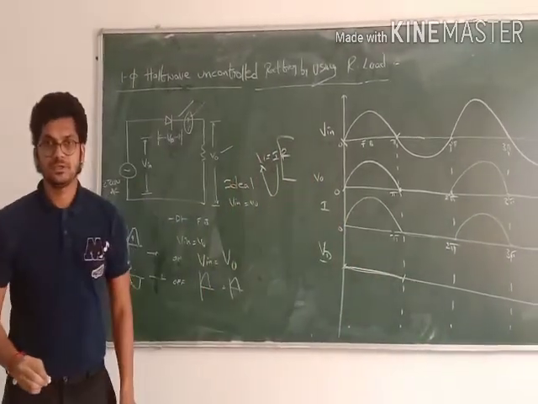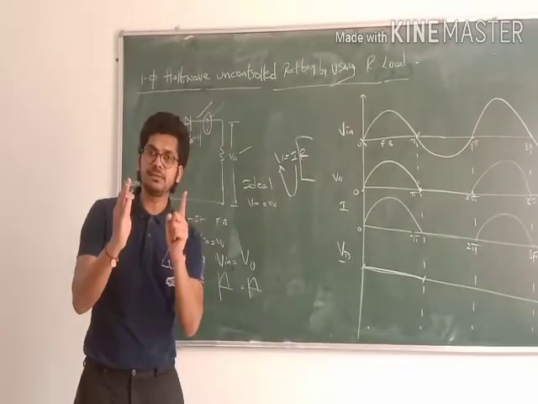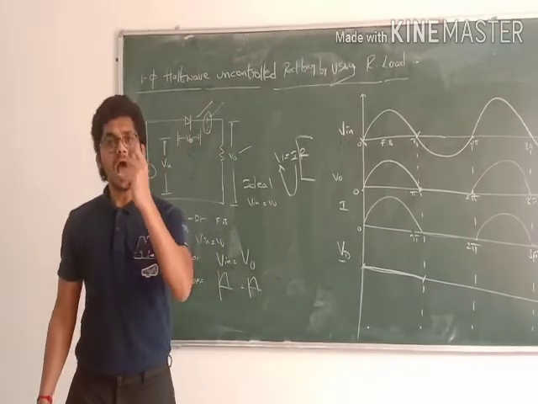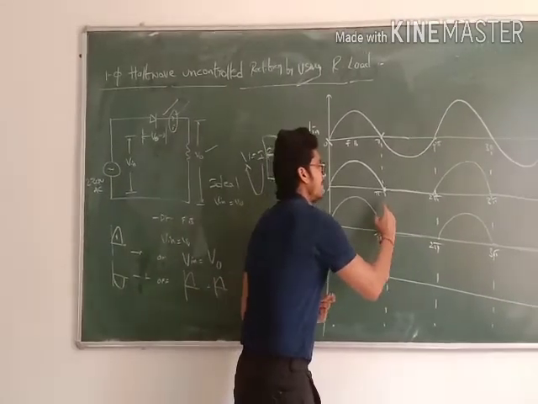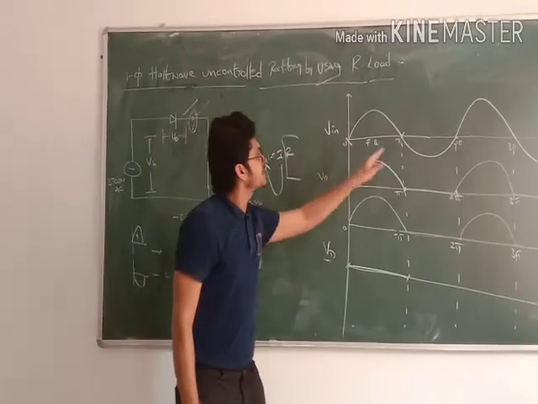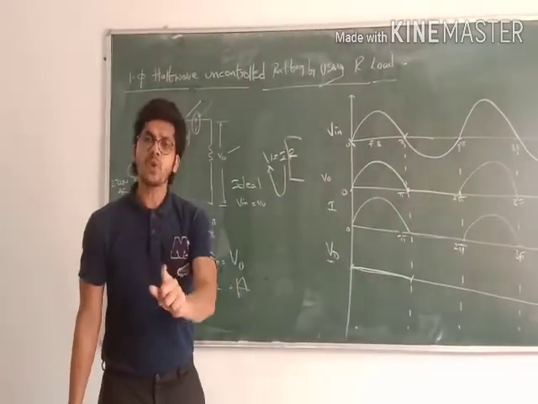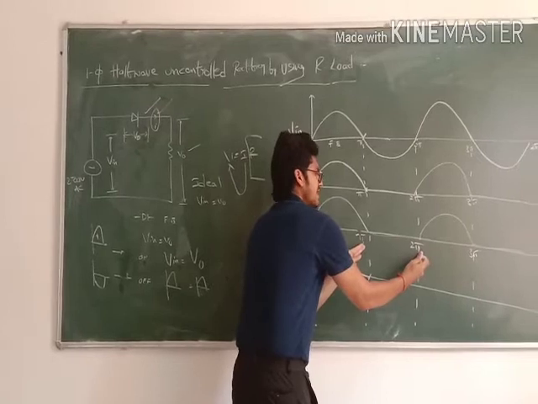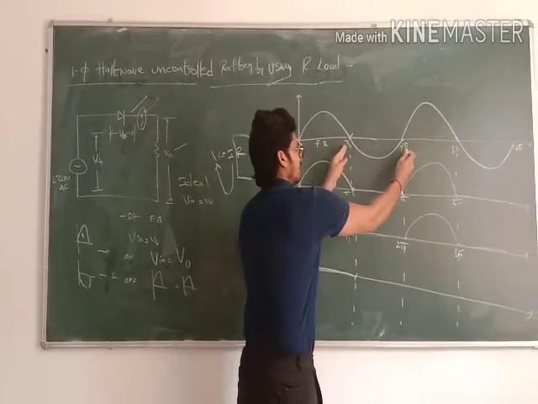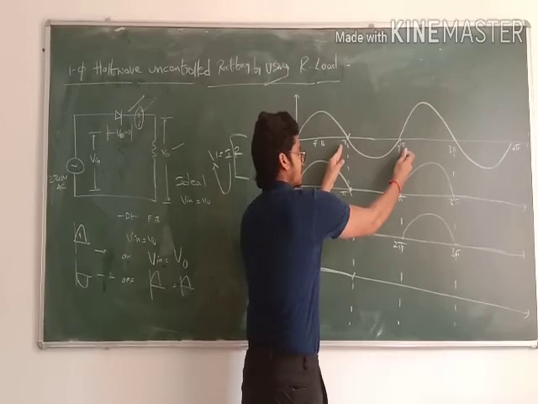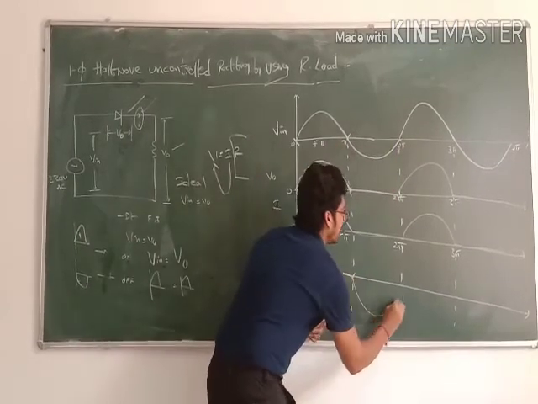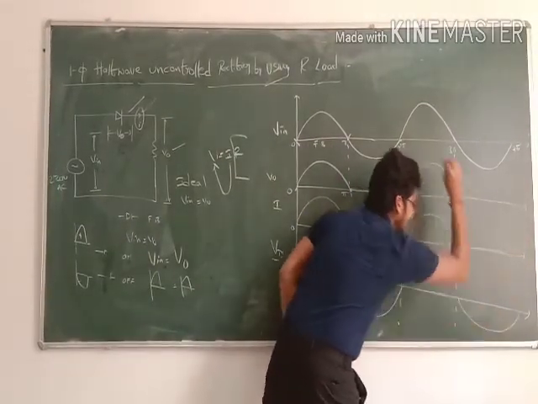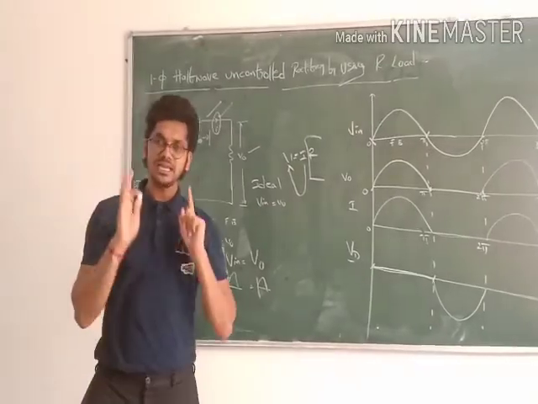And one more thing: if my switch is in reverse bias, otherwise in the off state, it can block whatever the applied voltage. From pi to 2 pi, my switch is in reverse bias. In reverse bias, it can block whatever the applied voltage. My applied voltage across the diode or switch is negative voltage, so it can block my negative voltage. So again 0, again it can block. Hence proved, a diode can block only negative voltage.